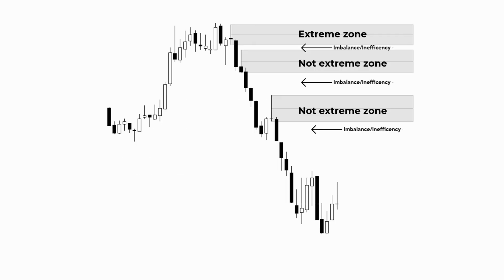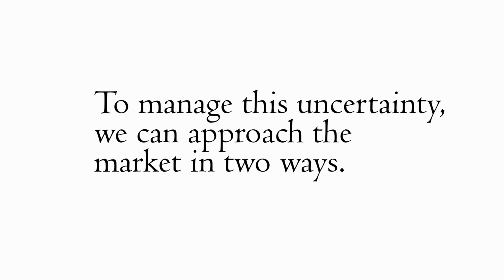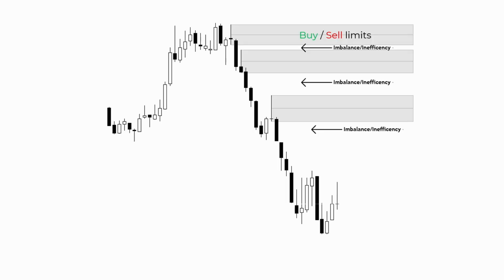So while you may have several zones along the move, the extreme zone is the one positioned farthest out, like this one, while the others are standard zones. That said, this doesn't happen every time. To manage this uncertainty, we can approach the market in 2 ways. We can either place buy or sell limit orders at the extreme zones, or we wait for confirmation entries at the other zones within the same move.